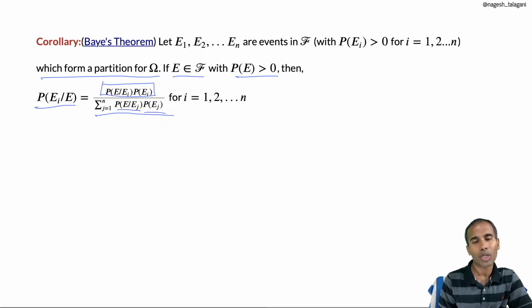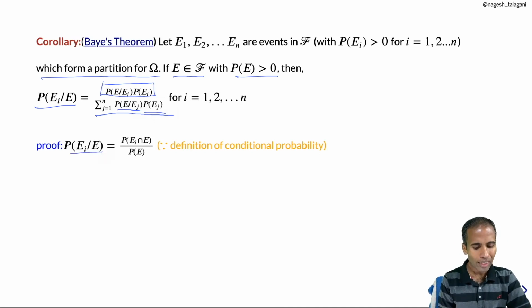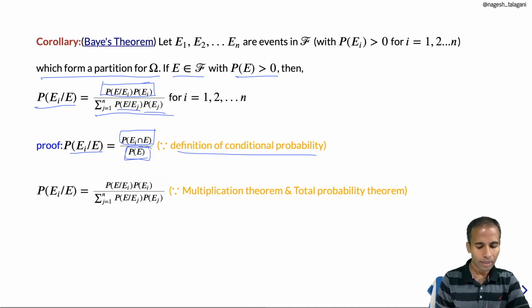For any i equal to 1 to n. This is the Bayes theorem statement. Let's prove it. The proof: the probability of Ei given E is equal to, by the conditional probability definition, the probability of Ei intersection E by probability of E. So in the numerator we can apply the multiplication theorem, then we can write probability of E given Ei times probability of Ei. In the denominator we can use the total probability theorem. So the next step we can write like this. In the numerator we applied the multiplication theorem, in the denominator we applied the total probability theorem.